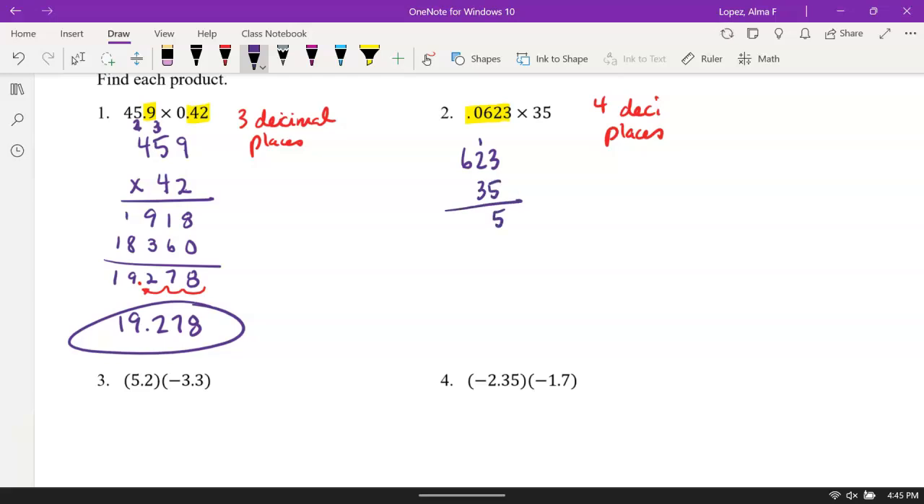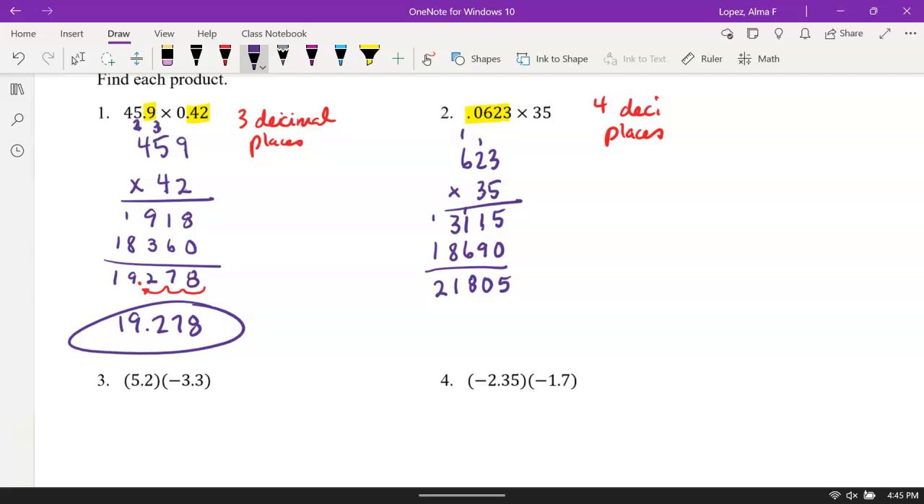15, carry the 1. That's 10 plus 1 more is 11. 5 times 6 is 30, plus 1 is 31. Bring down the 0 so we can multiply the tens digit. 3 times 3 is 9, 3 times 2 is 6, and 3 times 6 is 18. We have a 5, that's 10, carry the 1, that's 8. 8 plus 3 is 11, bring down the 1, carry the 1.